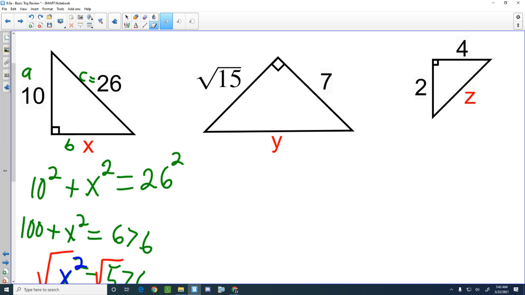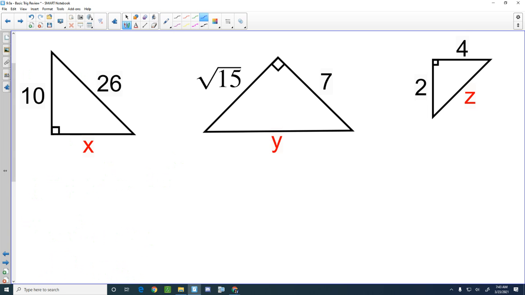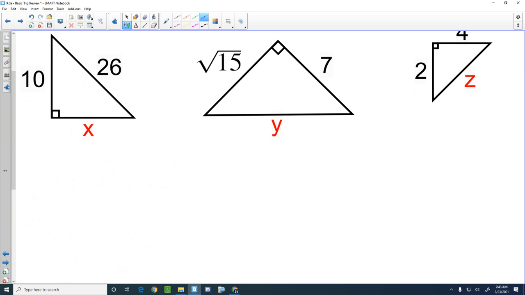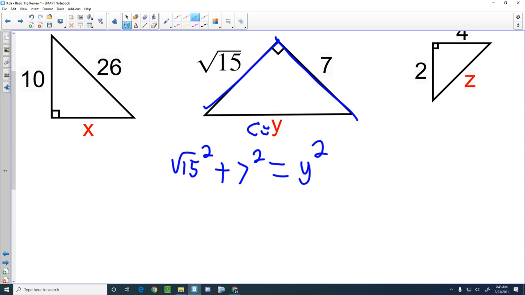All right, and the middle one, we plug things in. So look at the right angle. I know that these are the legs, which means that's the hypotenuse. The only thing different here is I've got the square root of 15 squared plus 7 squared equals y squared. That first term, square root of 15 squared, what does that actually equal?